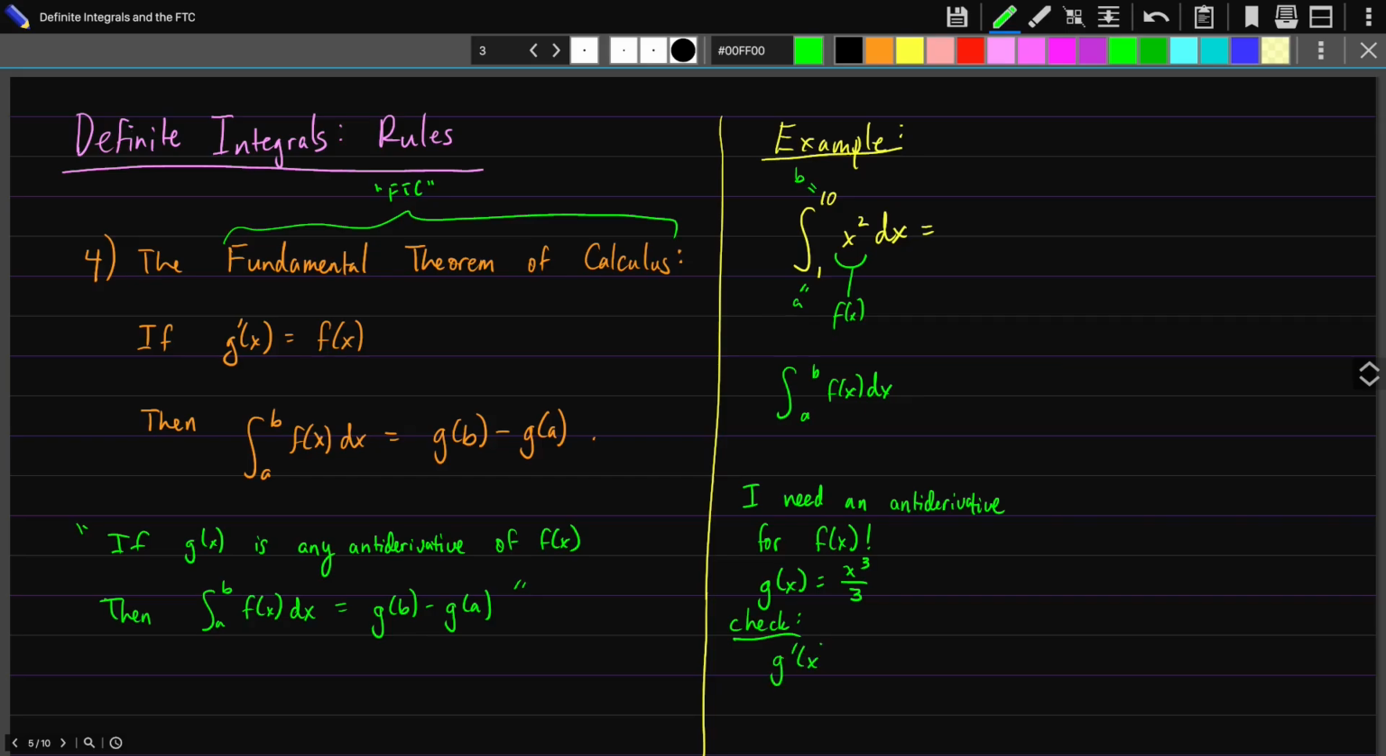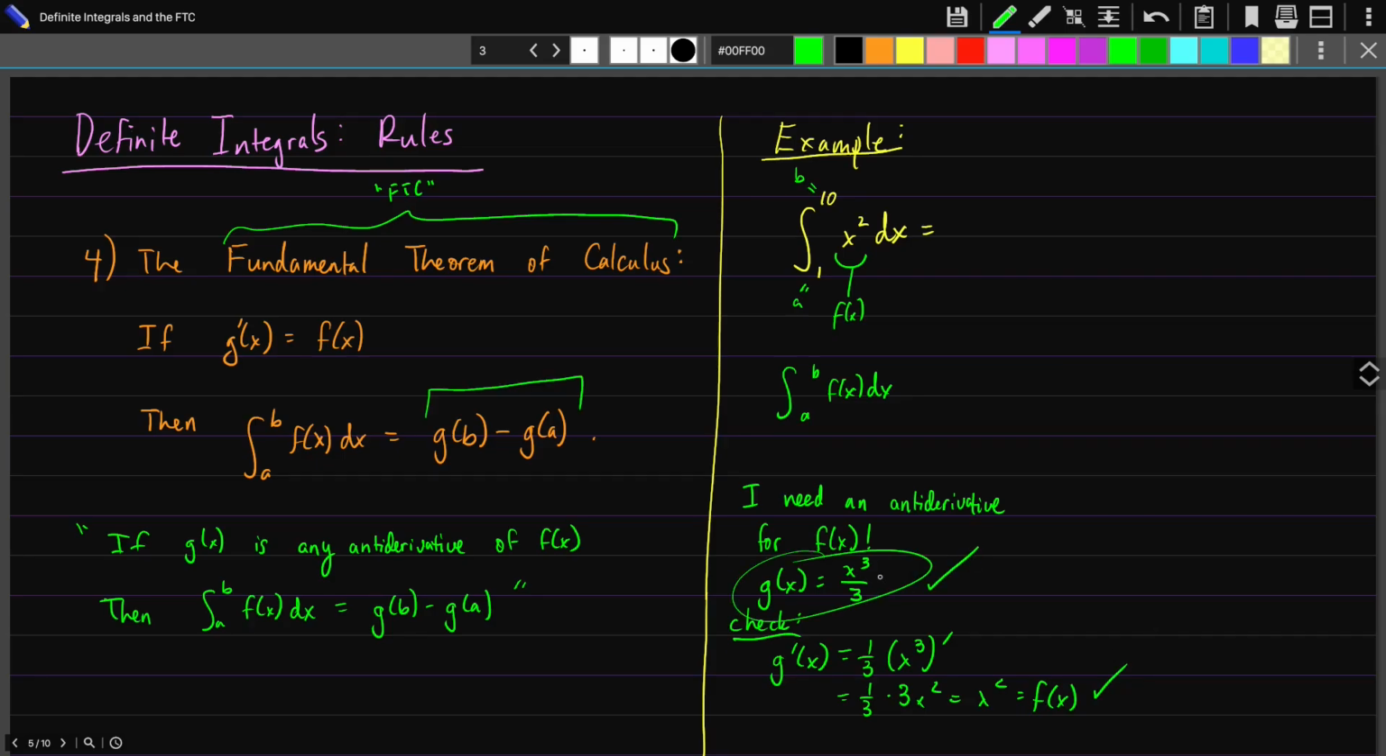And generally, when you're computing an antiderivative, you should probably check that it's correct. So I'm going to go ahead and compute the derivative of this g here, and that turns out to be 1/3 of the derivative of x cubed, which is 1/3 times 3x squared, which is equal to x squared, which indeed is the f of x that we started with. So this antiderivative is good. This is going to work.